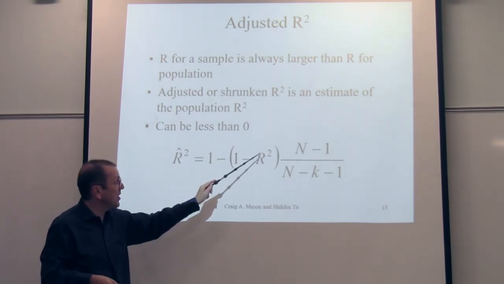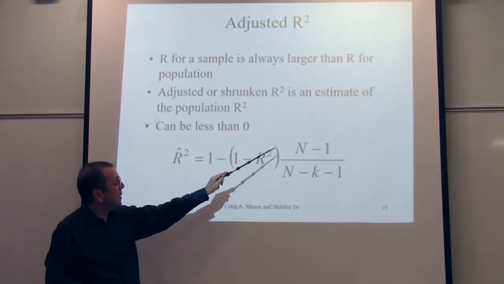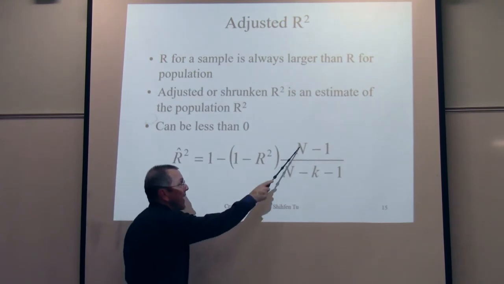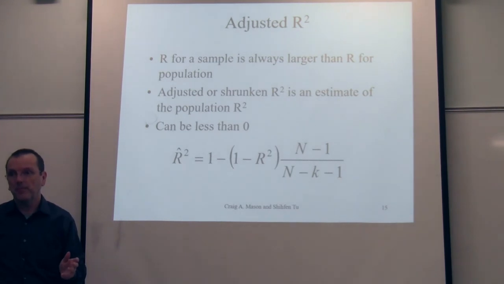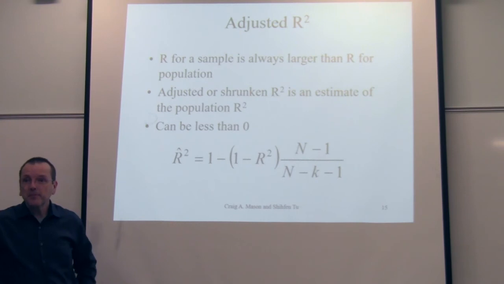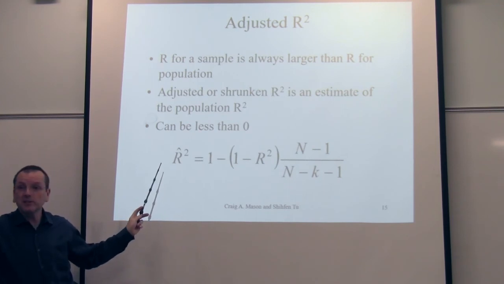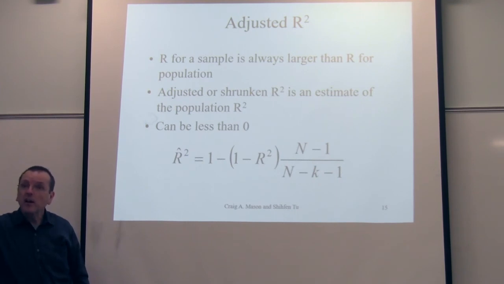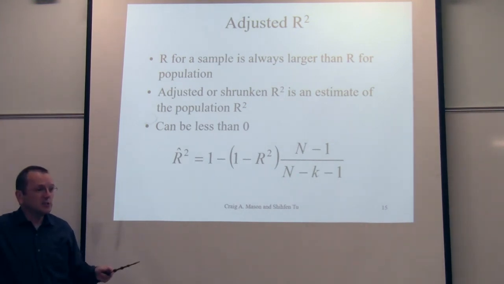1 minus R squared times n minus 1 divided by n minus k minus 1. And what you can see right here is, in the end, if n is really, really big, R squared and adjusted R squared are almost the same. Now, you may see people debate, and completely appropriately so, you'll see people talk about how we should be reporting the adjusted R squared, not R squared.